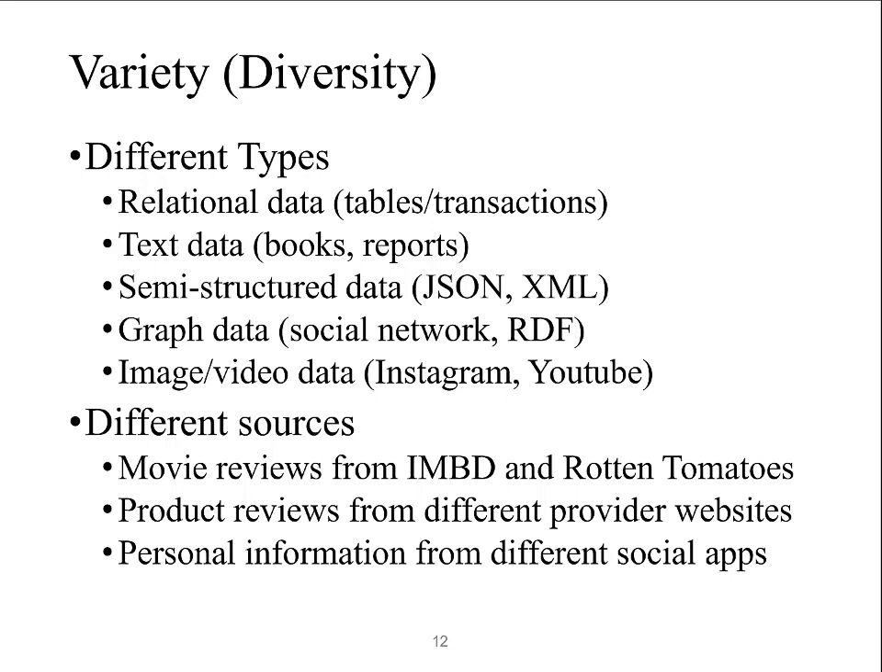Apart from different types, data also have different sources. For example, for one movie, the reviews could come from IMDb and Rotten Tomatoes, and for the same product, the reviews could come from different providers' websites. Also, for a human being, the personal information comes from different social applications. Okay.